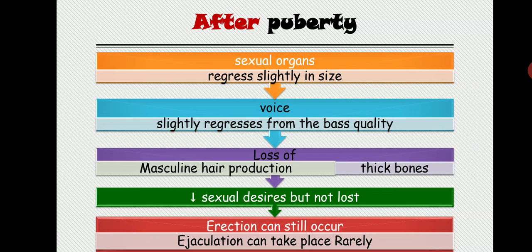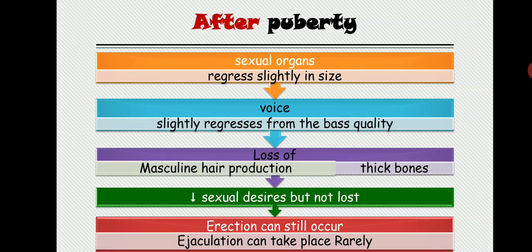So when a man is castrated, castration means removal of the testis. If the man is castrated, some of the male secondary sexual characters revert. Which characteristics revert? Sexual organ size, voice, ejaculation, and sexual desire revert.